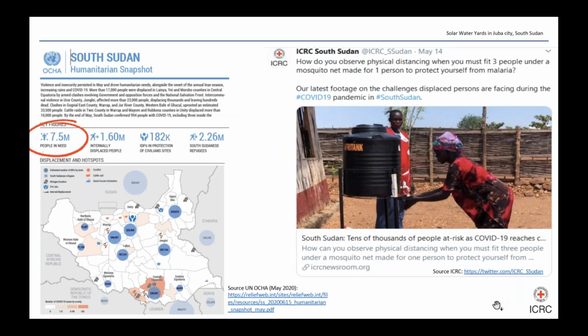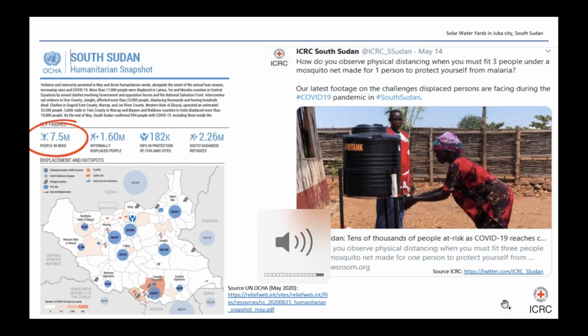South Sudan is a country of 11 million people, out of which, according to UN OCHA figures for May 2020, 7.5 million people need humanitarian assistance. This is because of years of conflict, violence, and underdevelopment of services. According to the UNICEF WASH report for 2019, there is 41% coverage of water and 11% for sanitation nationally. In this context, the COVID-19 pandemic is an emergency that could further deteriorate the humanitarian situation.